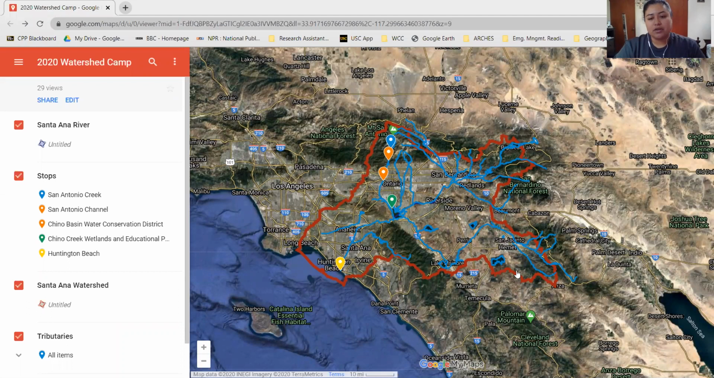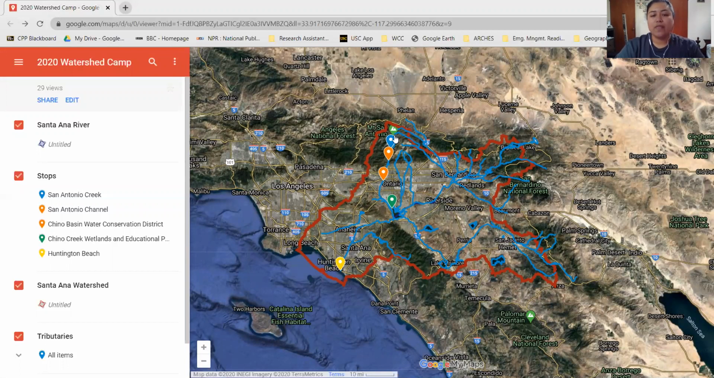Now, what we are also seeing here is this red outline. And what this red outline represents are the divides of our watershed. And a divide is the highest point of our watershed. Next, what you see is these blue lines right here. And these blue lines represent tributaries that bring water down, down, down to the trunk stream or the main river of the watershed, and that is the Santa Ana River. So the Santa Ana River goes down the center of the watershed and exits here at Huntington Beach.